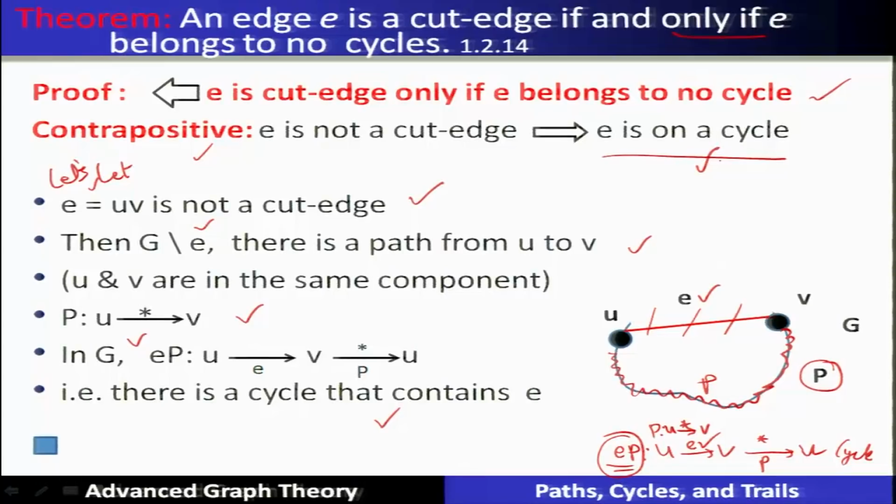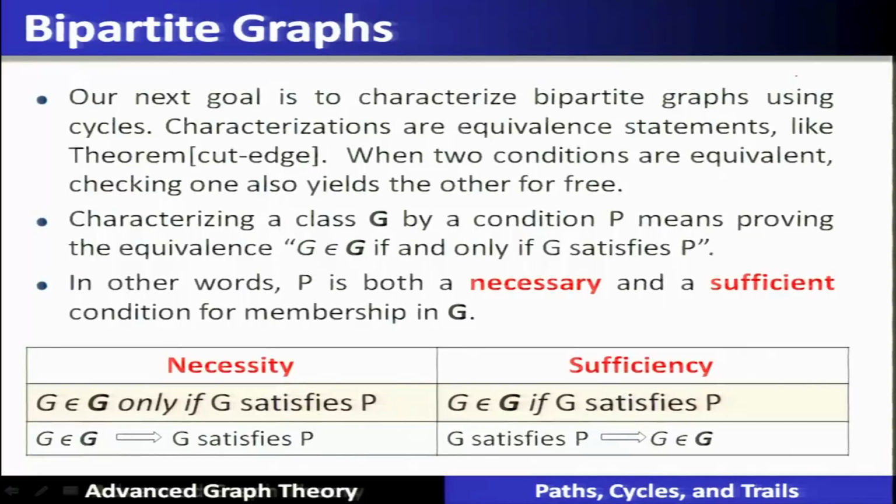Hence we have proved the contrapositive, and this contrapositive will prove the other side of the proof, that is the sufficiency condition. We have seen the characterization of a cut edge: if an edge is not on a cycle, then it is a cut edge, and we also proved the other direction in the previous theorem. Characterizing bipartite graphs using cycles is also a very important theorem that we will see later on.